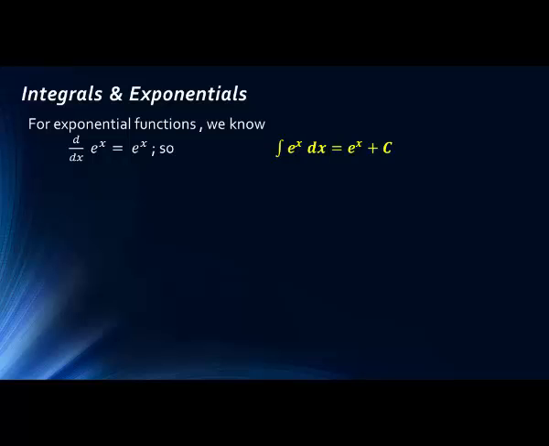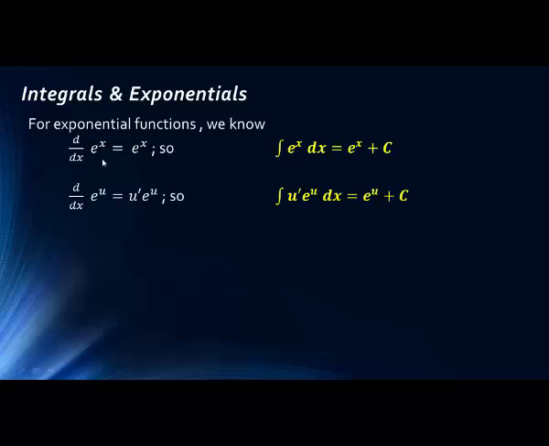Remember that if we take the derivative of Euler's constant raised to the x, the natural exponential, or e to the x, this equals e to the x. This is one of those weird places in nature where the slope of a function is actually equal to the functional value at every point. So by nature, the integral, which is the antiderivative of e to the x, is also going to equal e to the x plus c.